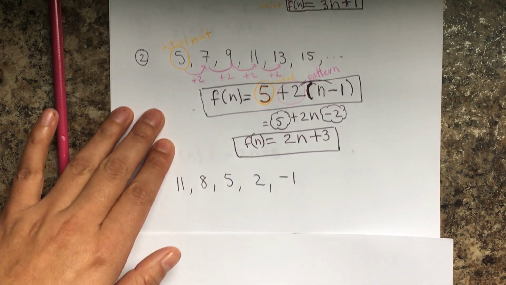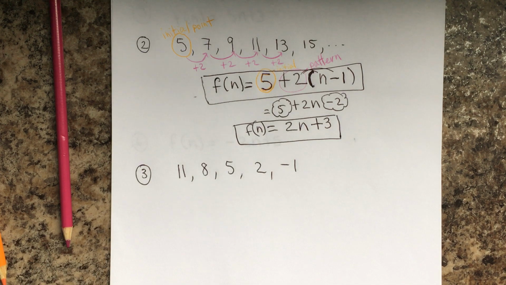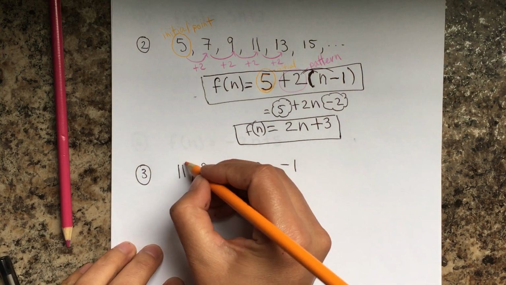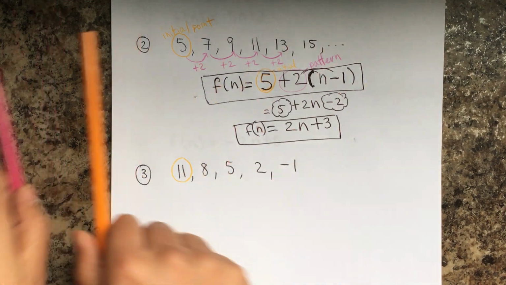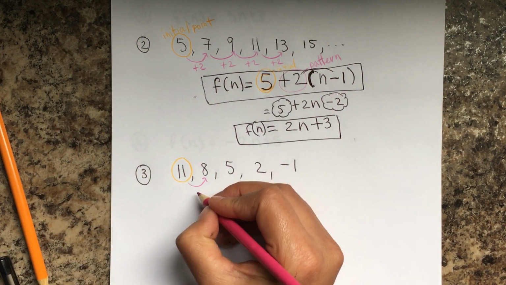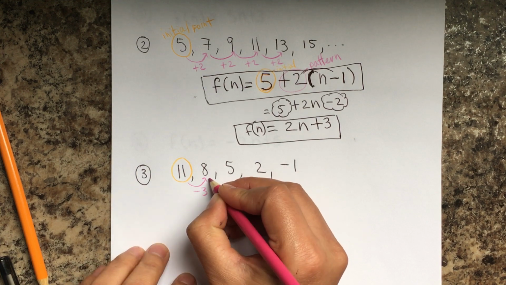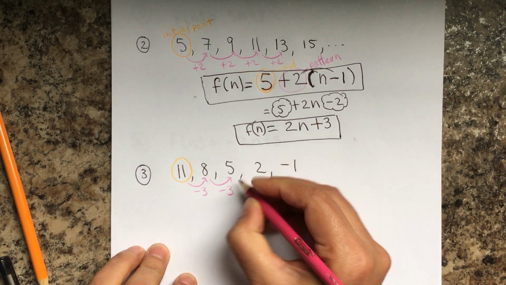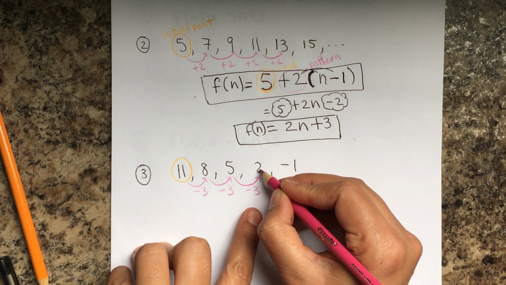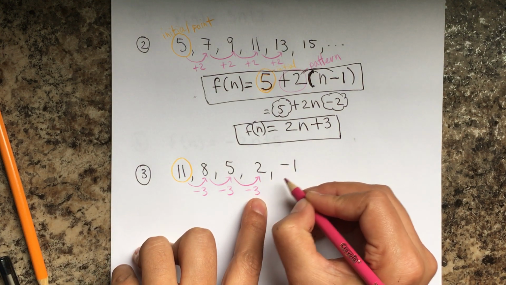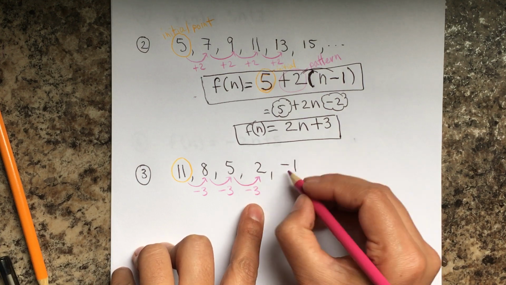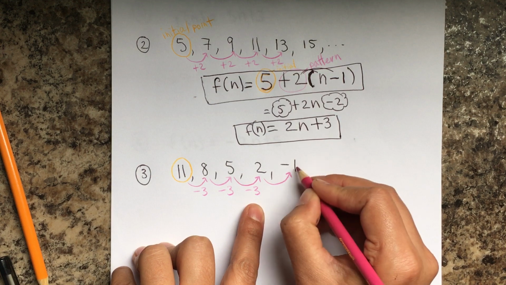Okay, let's do one more. And so you have the initial point is 11. What's going on in the pattern? What's going on? So you're subtracting 3, subtracting 3, subtracting 3. If you have 2 minus 3, well, you subtract and leave the sign of the greater one. So that's why you have -1.